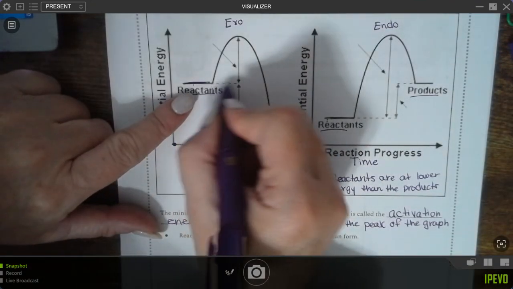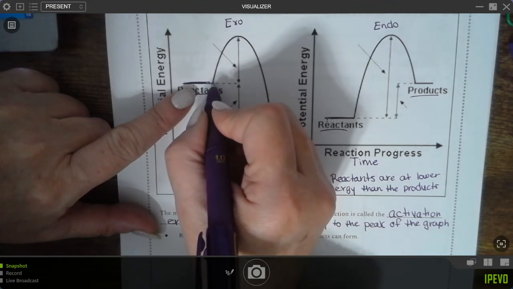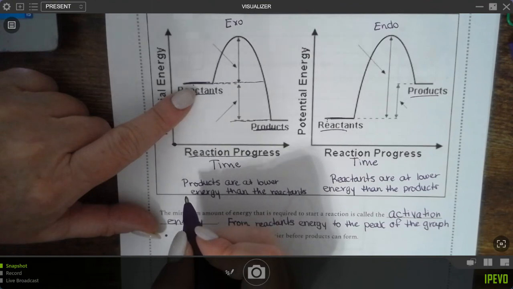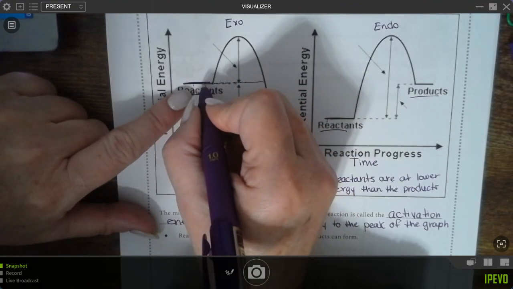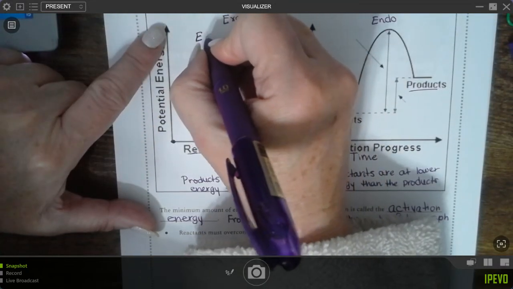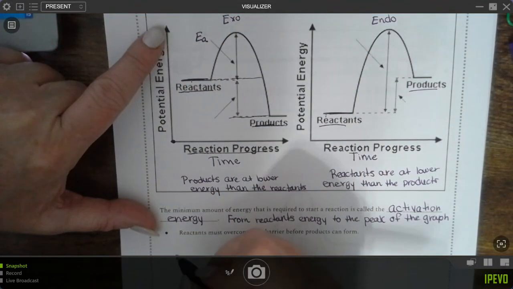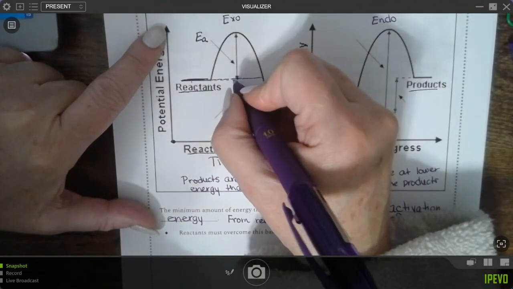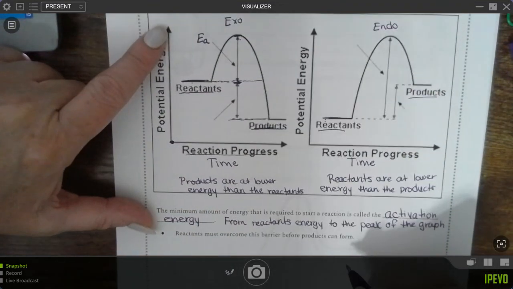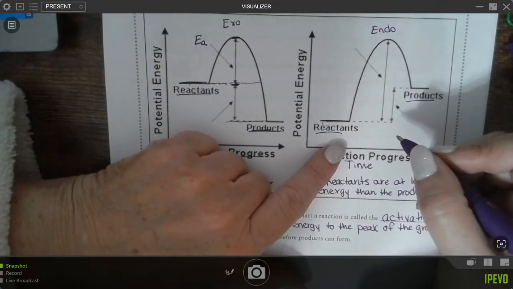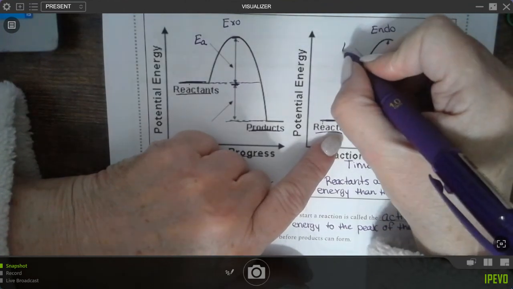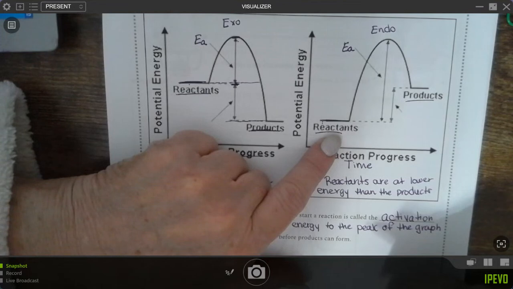So in an exothermic reaction, and notice I've got these dotted lines here that help me see, extend that line across from the reactants up to the peak, and we abbreviate this E sub A, activation energy. So activation energy goes from the reactants to the peak of the graph. Now look at our endothermic reaction. From the reactants all the way to the top is our activation energy.